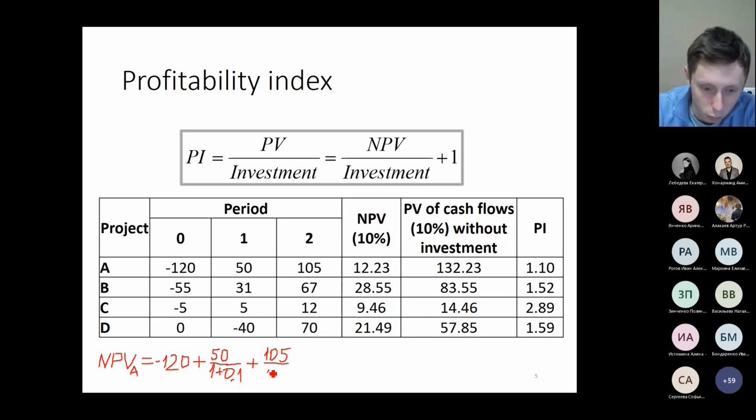So 1.1. This is the same thing we had in denominator of the previous cash flow, and we put it in a power of 2. This is it. Then we would have NPV of 12.23. We would have NPV like that, and we replicate it for each of the projects A, B, C, and D.